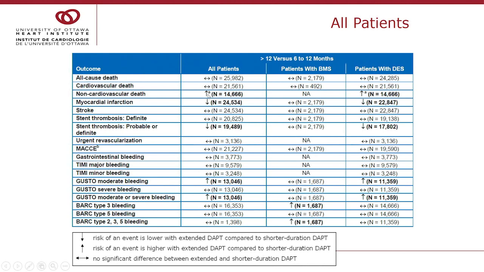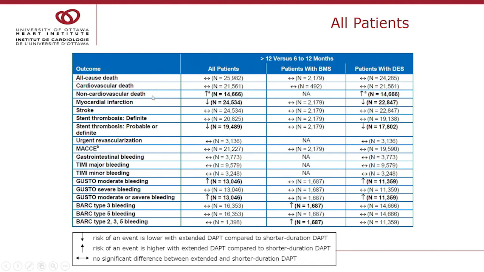You'll notice that we got an up arrow, a down arrow, and an arrow going across. If it's an up arrow, that indicates that the risk of the event is higher in the extended DAPT group than in the standard. The down arrow means there's a reduced risk in that particular group, and the arrow going side to side means there's no statistical significance. Okay, so what did we find when we looked at all patients?